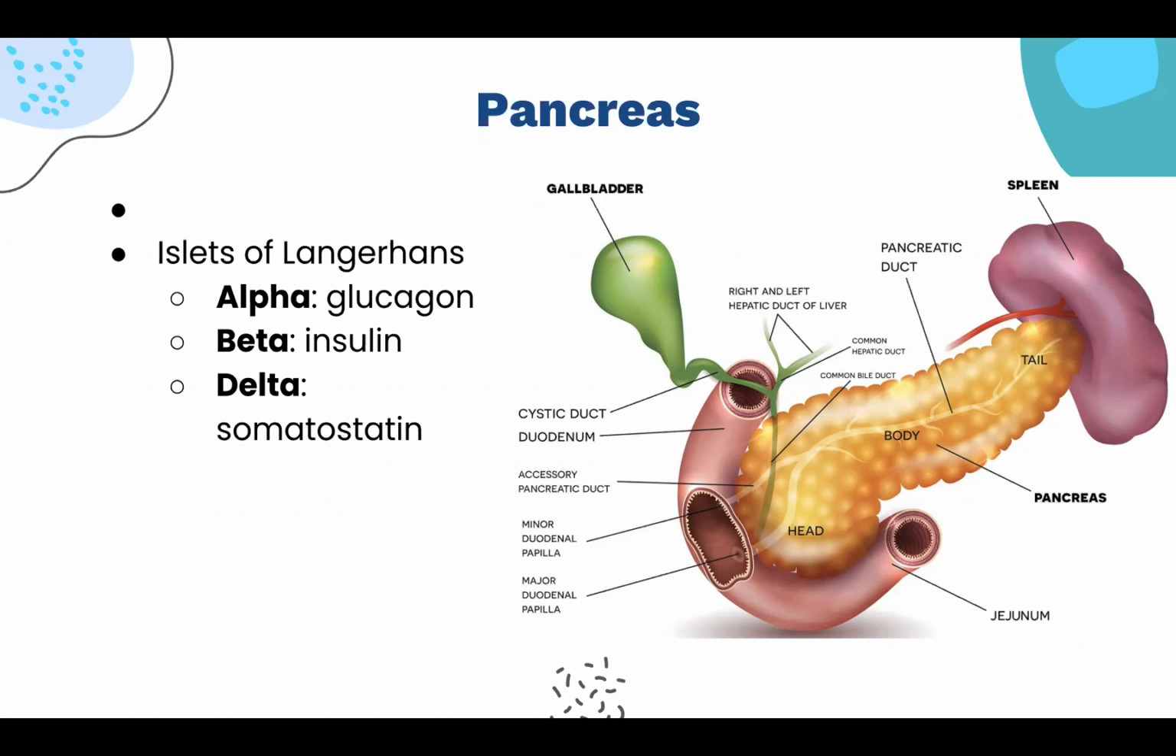The pancreas also contains special groups of cells called islets of Langerhans. These groups contain subgroups of cells called alpha, beta, and delta cells. These cells secrete different hormones. Alpha cells will secrete glucagon, beta cells will secrete insulin, and delta cells will secrete somatostatin.